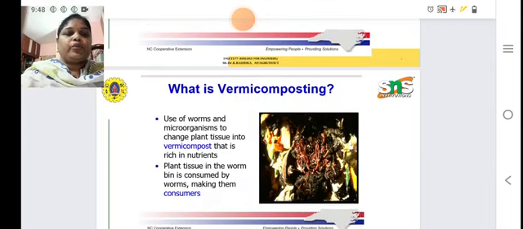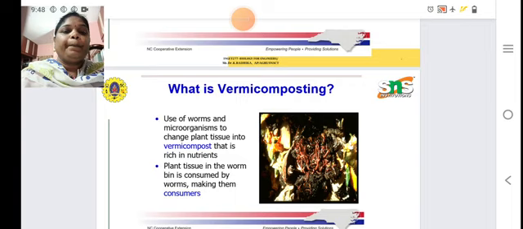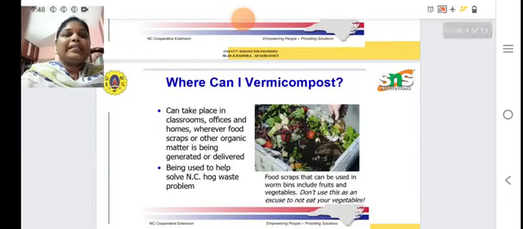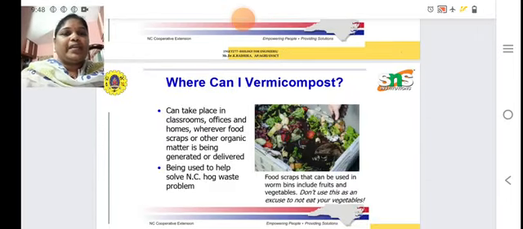What is vermicomposting? Vermicomposting is the use of worms and microorganisms to change plant tissues into vermicompost that is rich in nutrients. Plant tissues in the worm bin are consumed by worms, making them consumers. This is called vermicomposting. Then, where can I vermicompost? Which place can we vermicompost?